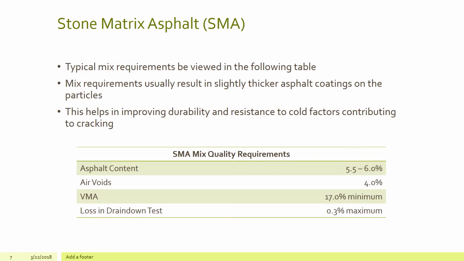We can take a look at some typical mix requirements in the table below. And of course, these mix requirements usually result in stickier, thicker asphalt coatings on the particles. Of course, this helps improve the durability and resistance to cold factors that contribute to cracking. So we can look at the asphalt content, the air voids, the VMAs, and so on, and get that quality mix requirements from the table.